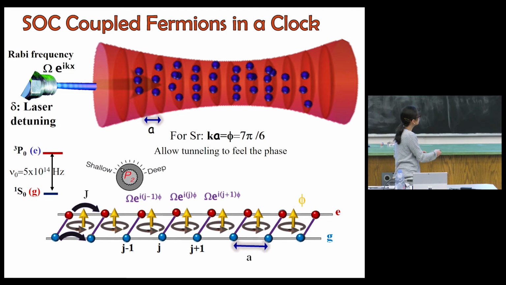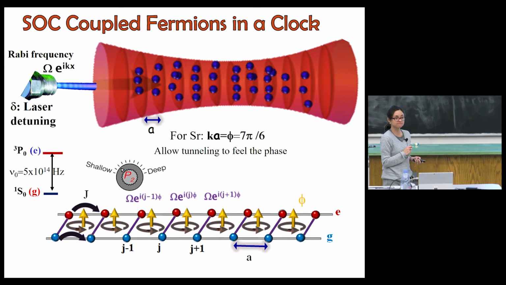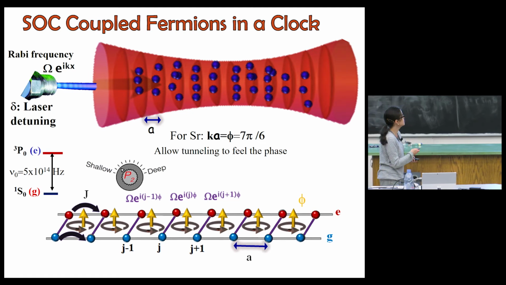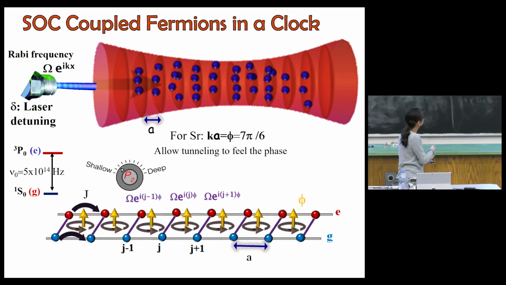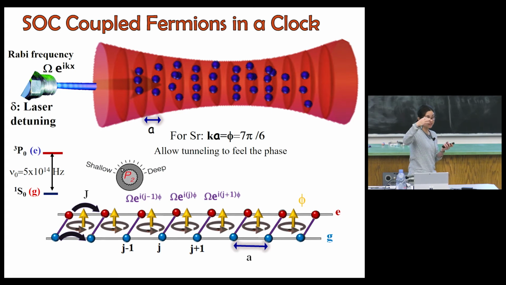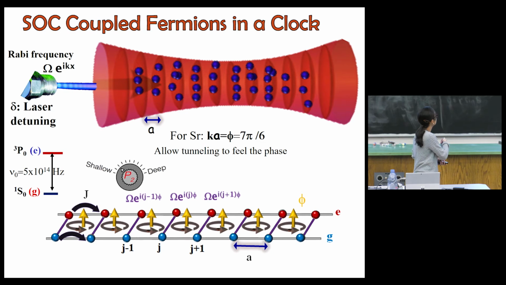But also imagine that the atoms can tunnel from one lattice site to the next. So what is the process? The idea is that when I illuminate my atoms with a laser, the phase of the laser is k times x, with k being the wave vector of the laser and a is the lattice spacing.